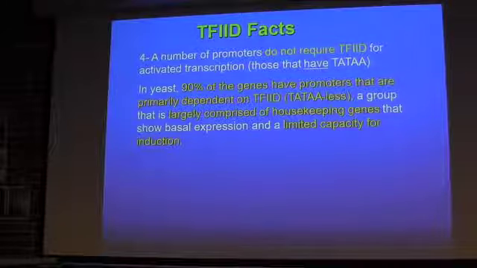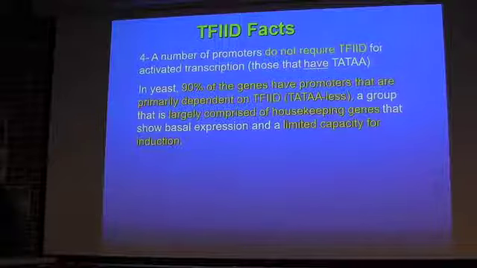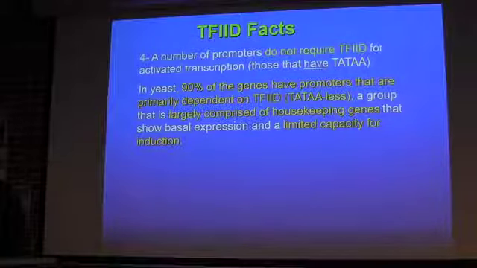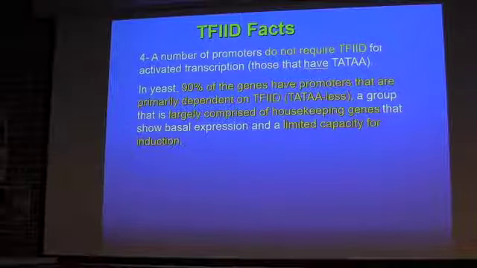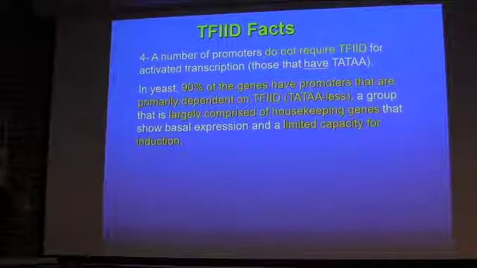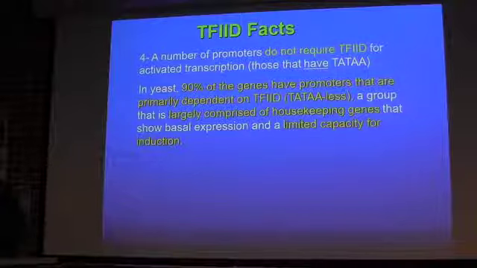In yeast, 90% of the genes have promoters that primarily depend on TF2D. It's the main workhorse, and that's because most promoters have no TATA sequence in their promoter. That's why you need a smart complex that has all those other subunits that know how to recognize a TATA-less promoter.